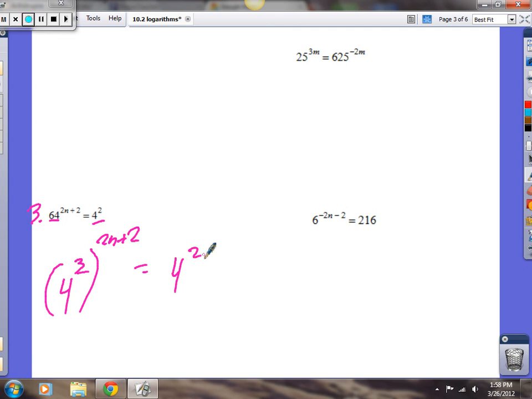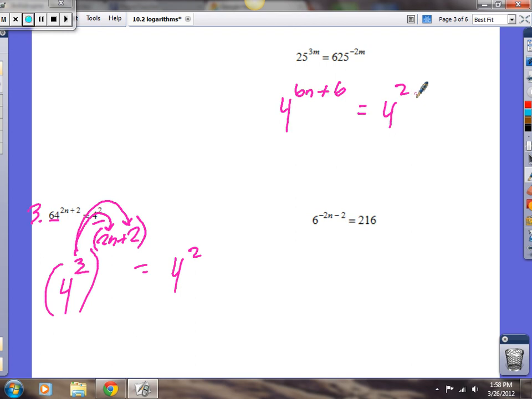Now what? Tyson, what's next? Add the exponents and stuff. You times them. So if you times the exponents, you've got to do the distributive property. You've got to multiply both of those by 3. So you end up with 4 to the 6n plus 6 equals 4 squared.